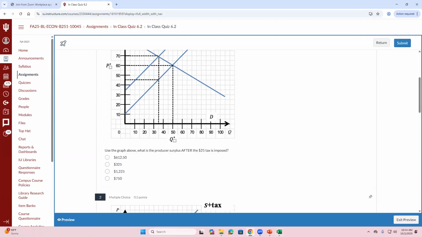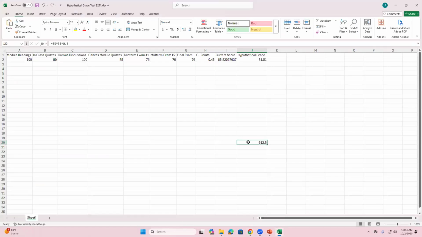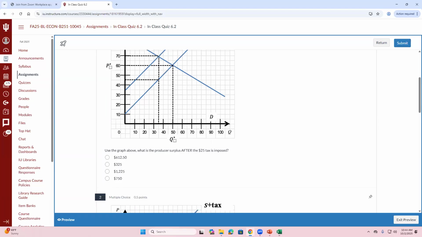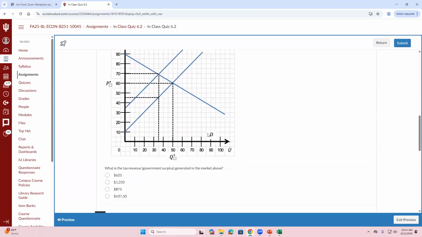So if I do 35 times 35 times a half, that gives me what? That's $612.50. So if you aren't able to get on right now, once again, I'll change the due date so you can get on after class and get it completed. I'll probably have it set to be due by the end of the day. We should have the answers though, okay? So make sure you're writing these down if you can't get logged onto Wi-Fi.